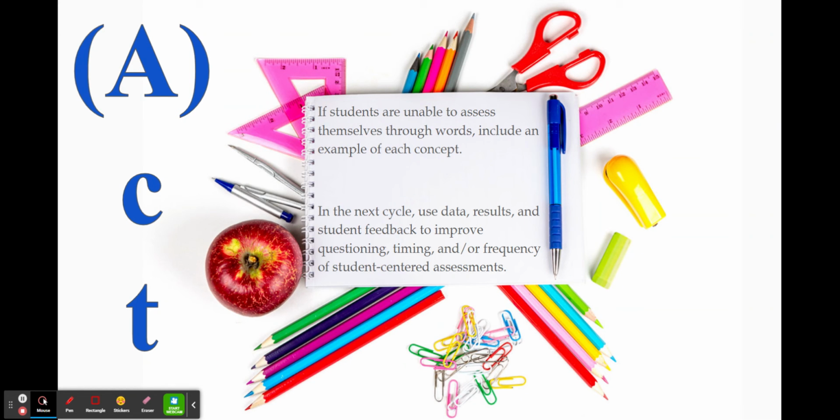If students are unable to assess themselves through words, one minor reformatting I could do would be to include an example of each concept instead of just the words.